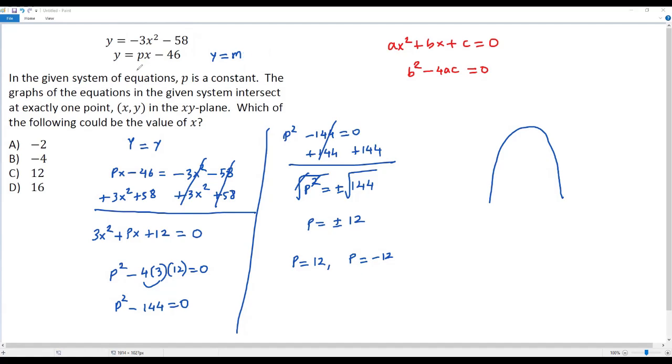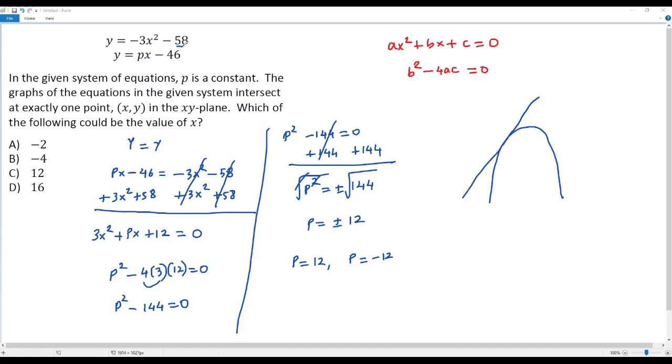So here in the second linear equation, this p represents the slope. We got two values for p. One is 12 and the other one is negative 12. When I consider the positive value 12 for p over here, I will be getting a rising line because the slope is positive. So rising line means we'll have a line like this.